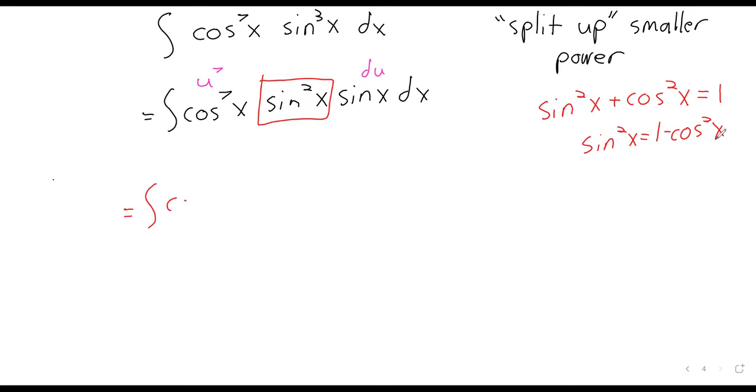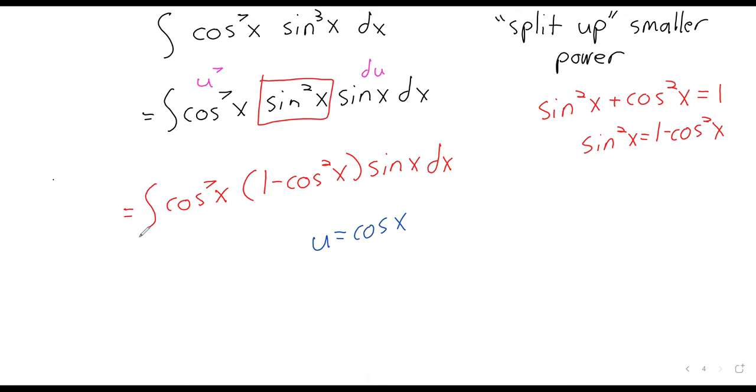Ordinarily we'd write the sine squared to a power, but there's no need. We've just got the sine squared. It's 1 minus the cosine squared, times the sine of x dx. And now we can let u be the cosine of x. Again, we are always letting u be the power that we don't split up.